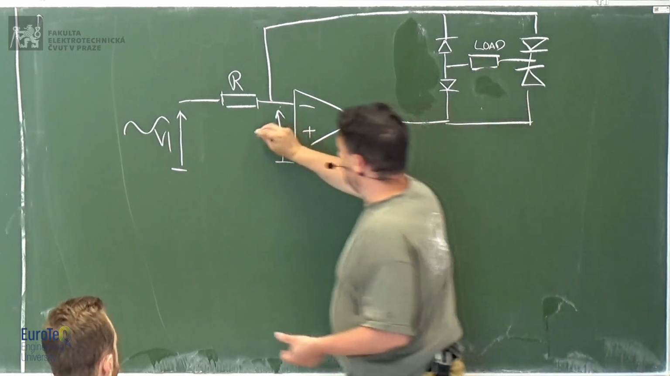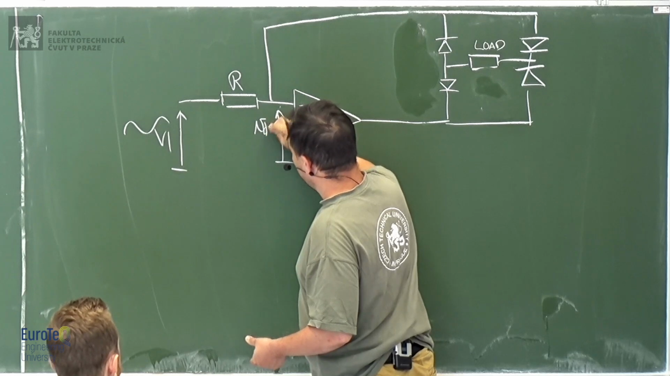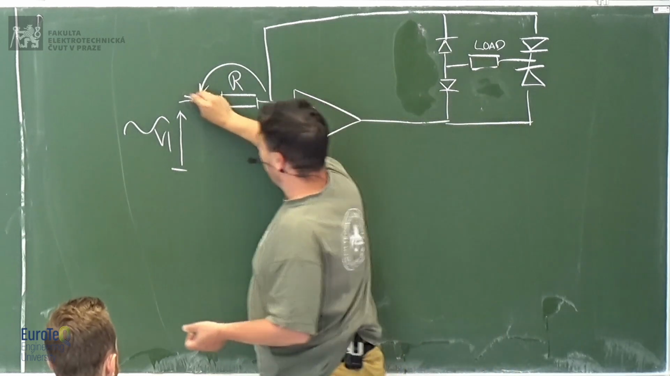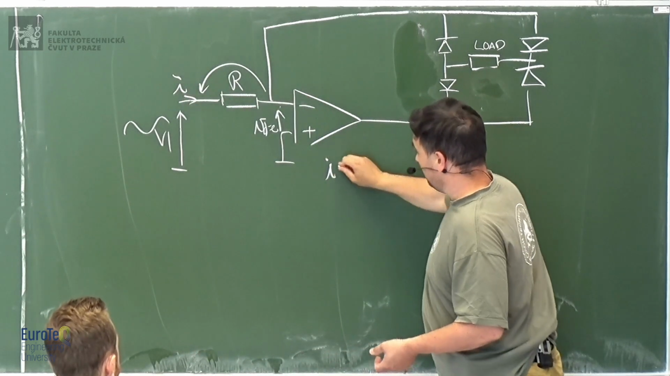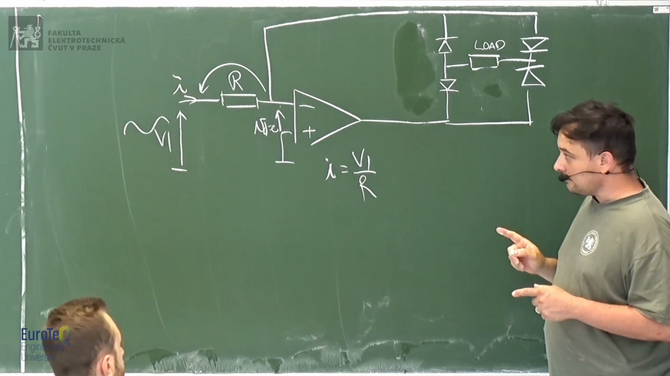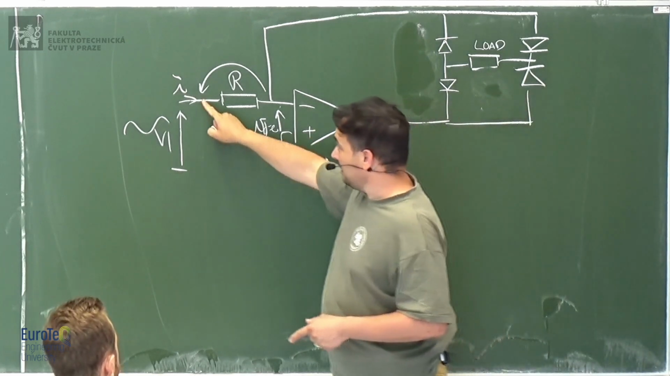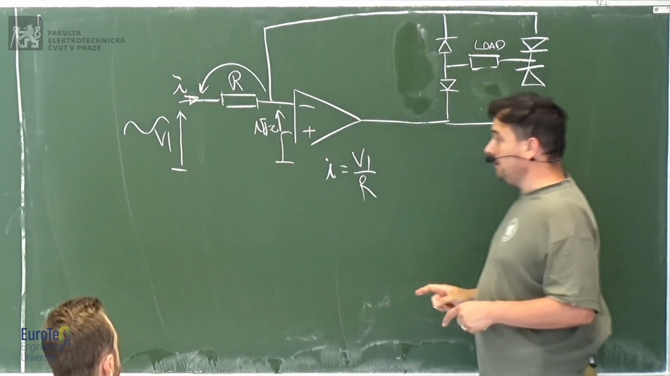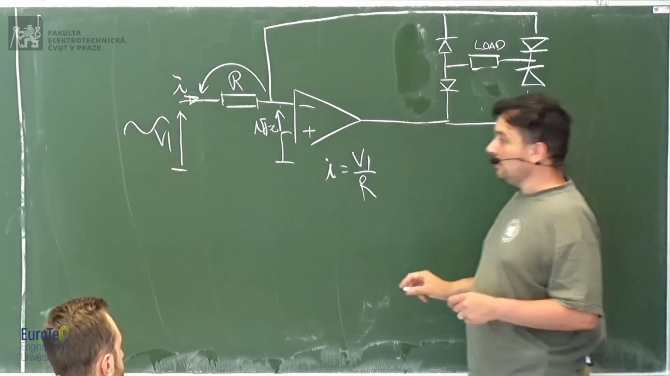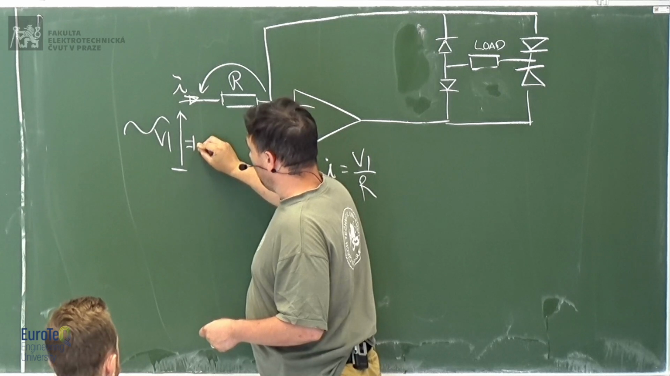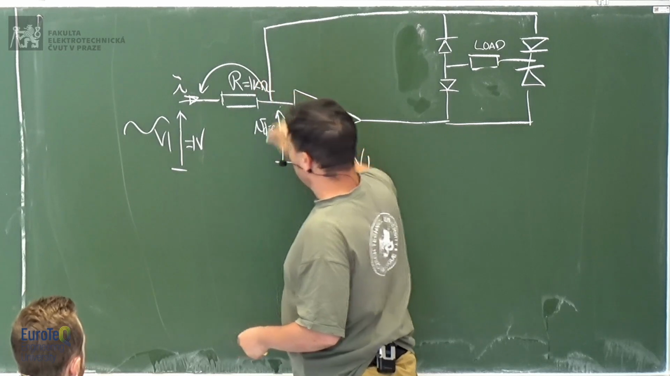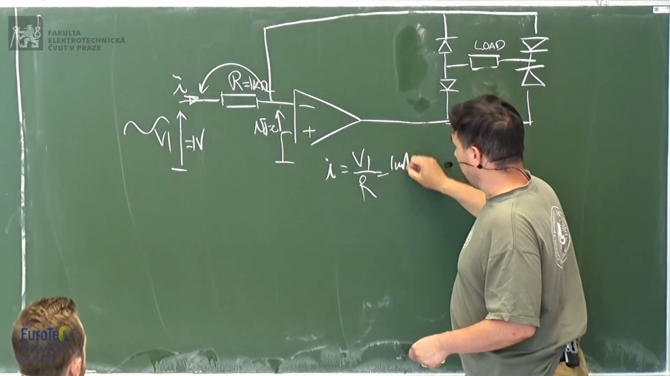Now, we know that the trick here is that the voltage V here is 0, so the voltage on this resistor is equal to V1. So we have a current here, which is V1 divided by R. And be careful, this current depends only on V1 and R, okay? So let's say that we have 1 volt here and 1 kilo-ohm. The current will be 1 milliamp.